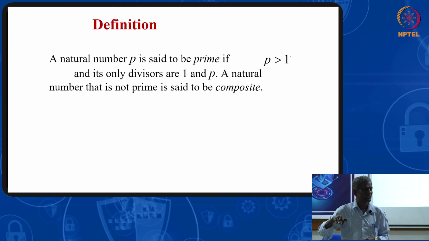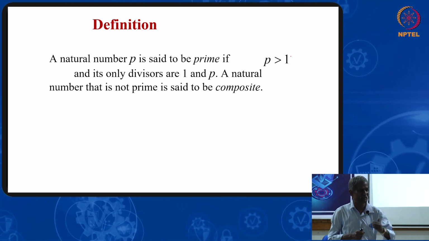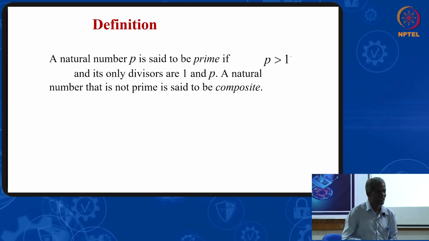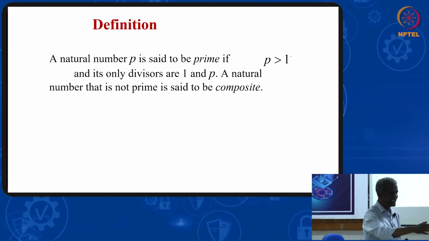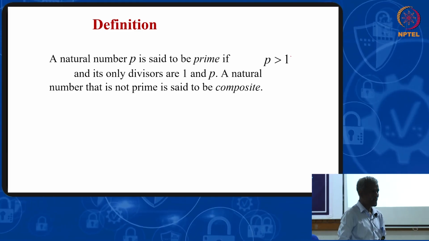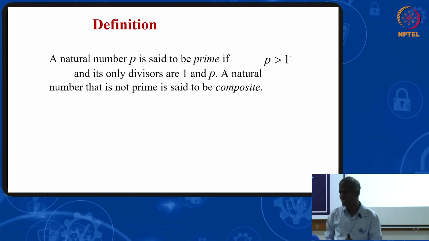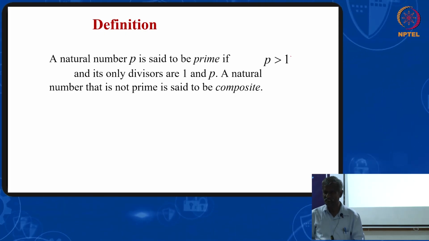Similarly, 10 is a composite number. Can you write 10 as a product of 2 prime numbers? Can you answer? Can you write 10 as a product of 2 other numbers, 2 prime numbers? What are the prime numbers? 2 and 5. So, there is a theorem called the unique factorization theorem.